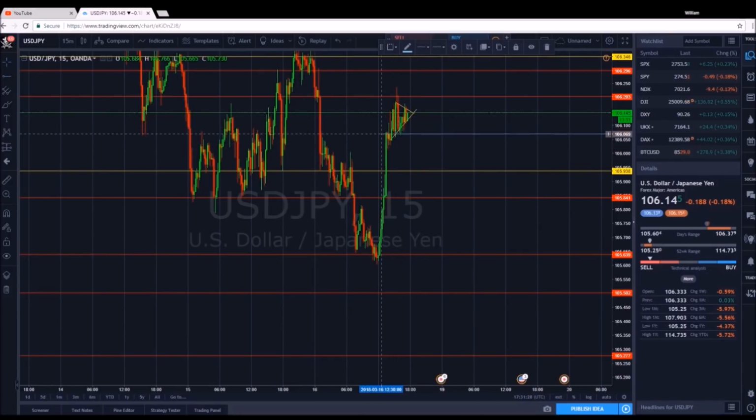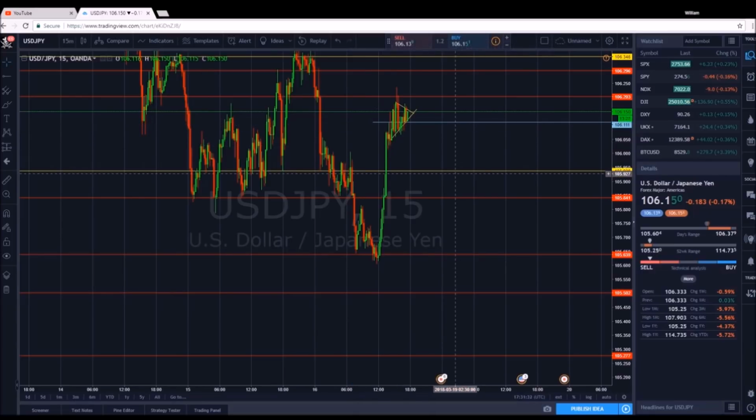This little support area that it's forming here could break out of that, come up into this area, possibly even retest this. And then I'm going to use this point right here as a target, maybe even this point as a target. These are just scalping targets.